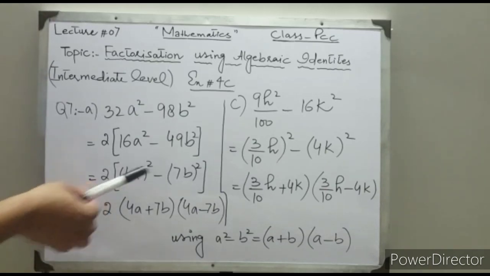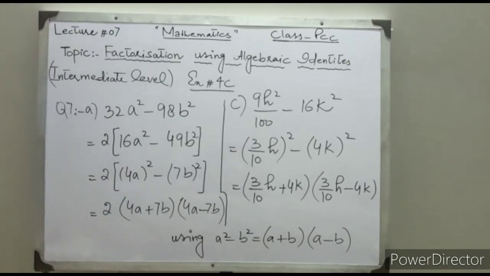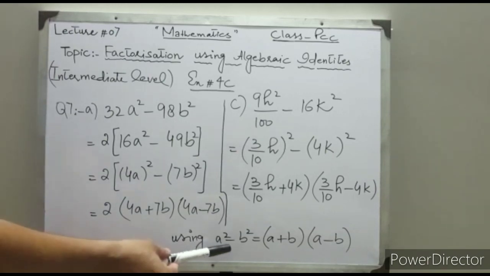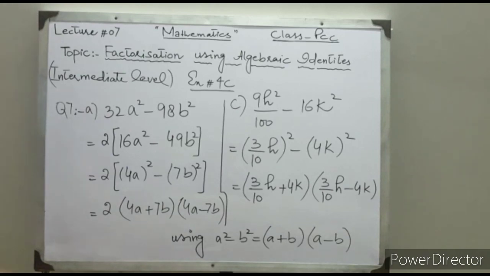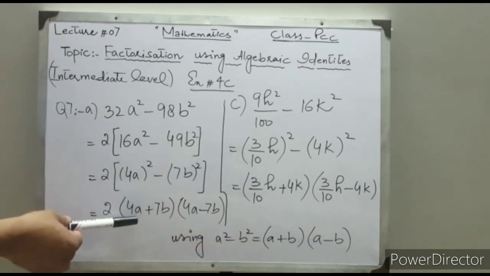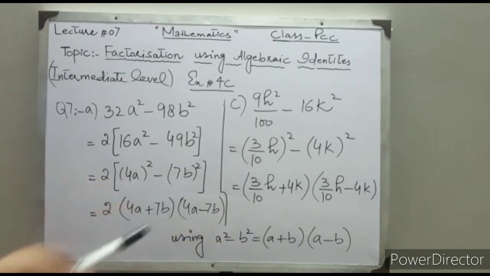Now this is just like the third identity, the difference of two squares, which is a square minus b square equal a plus b, a minus b. So we can write this expression as 4a plus 7b, one with positive, then 4a minus 7b, one with negative. Just like part C.